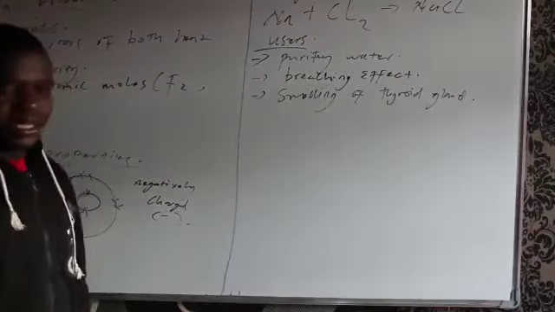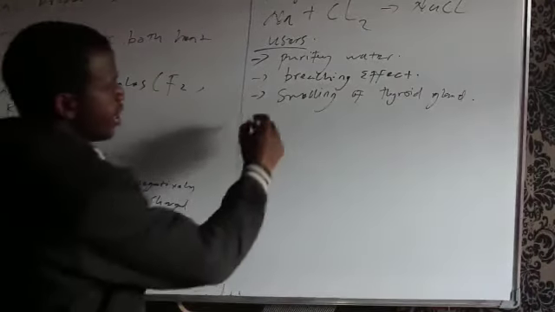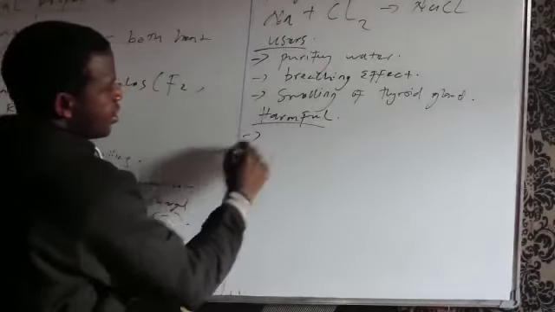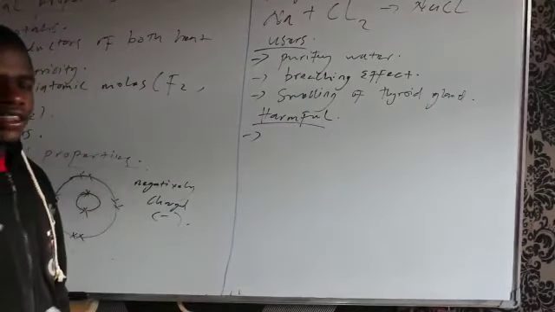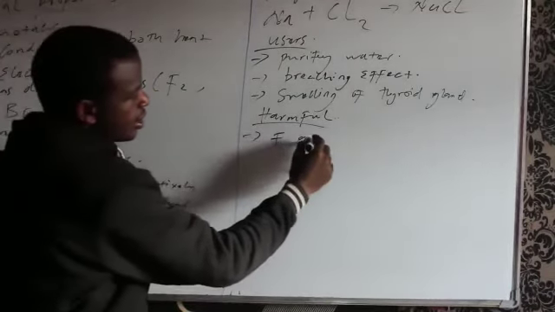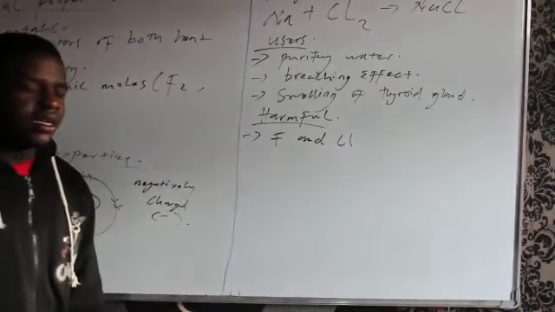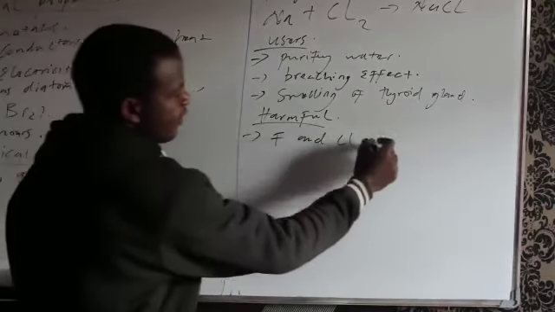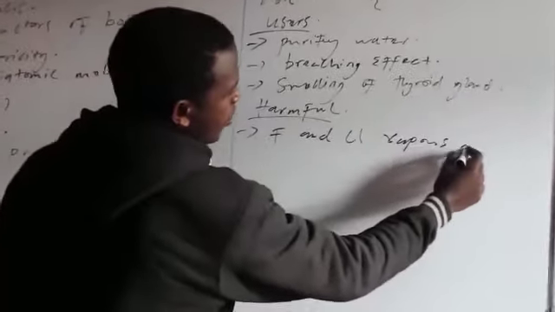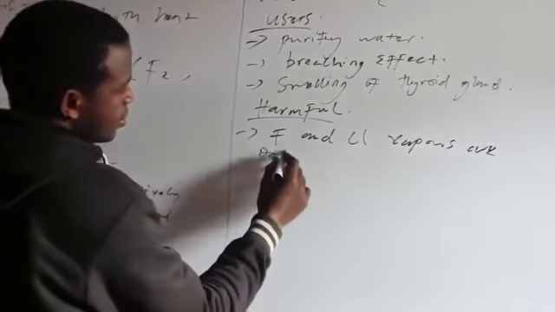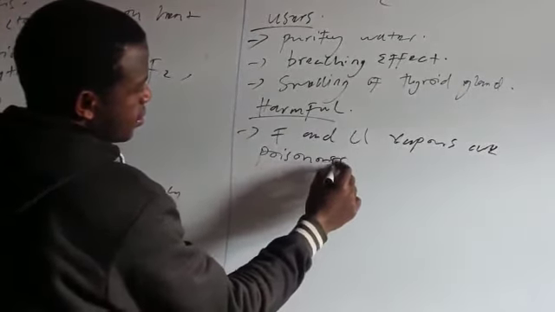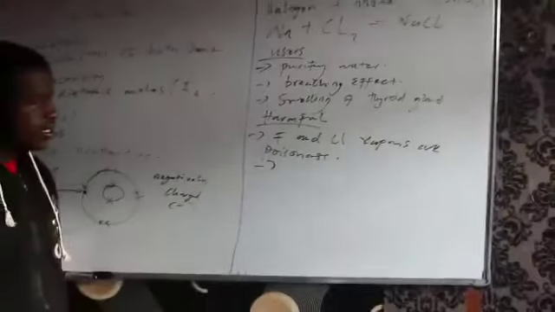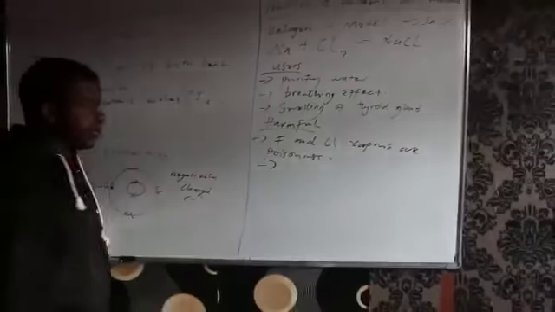Then let us now look at the harmful effects of these halogens. The harmful effect is that fluorine and chlorine vapors are actually poisonous. Then the other harmful effect is that bromine is corrosive.